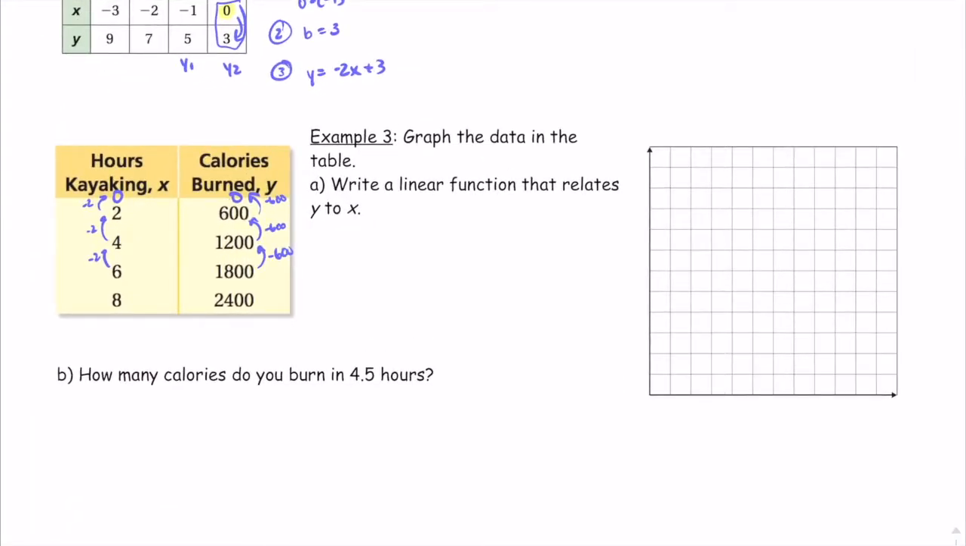So write a linear function that relates y to x. So same kind of thing. So step one, if you remember, is to find the slope. I'll use 1200 minus 600 over 4 minus 2. So I get 600 over 2, which I get 300 as my slope. Step 2 is my y-intercept.